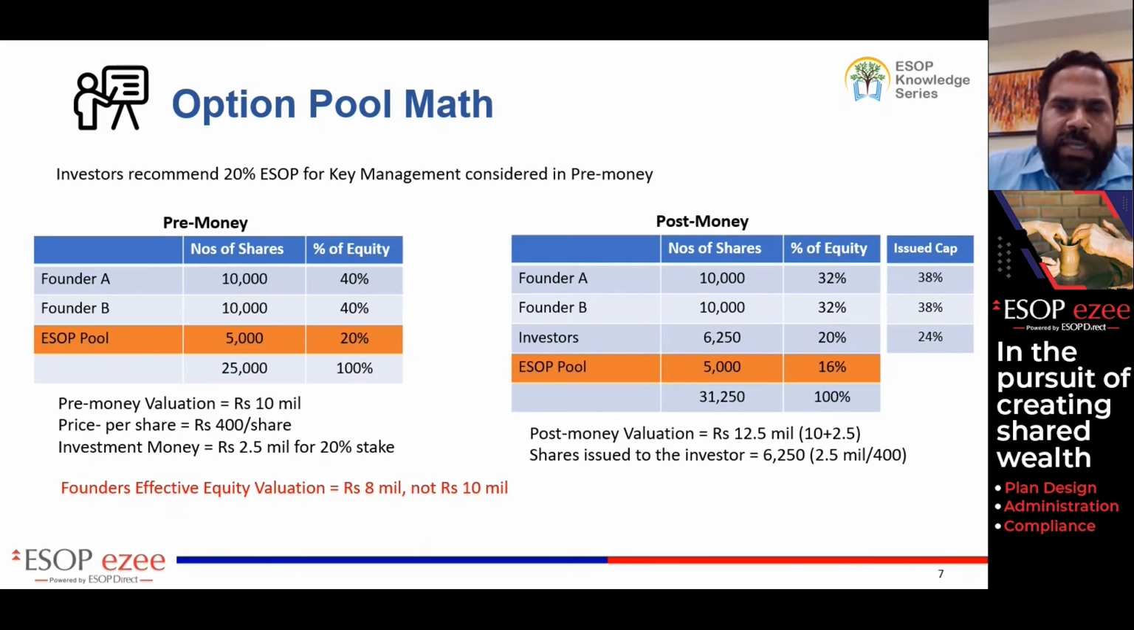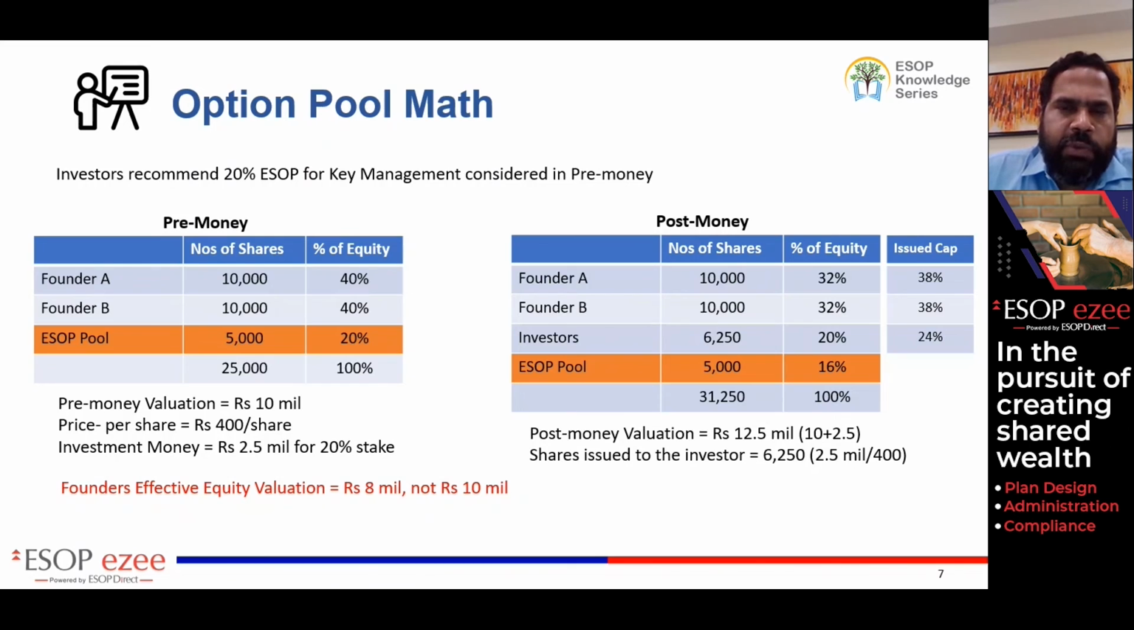Okay, so with this, if we were to look at the concept part of it, whether the ESOP pool is considered pre-money, or considered after the investors come in, there is a realization. One, if it is considered pre-money, actually it is the founders who are going to dilute, because investors are not part of the pre-money cap table, and they will not be taking any dilution.